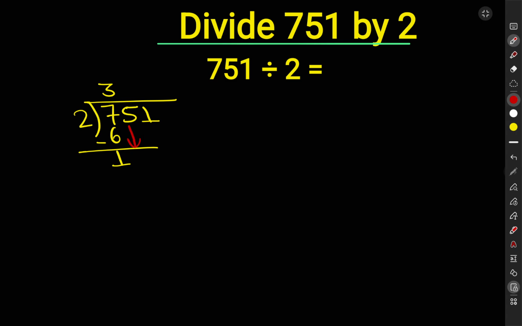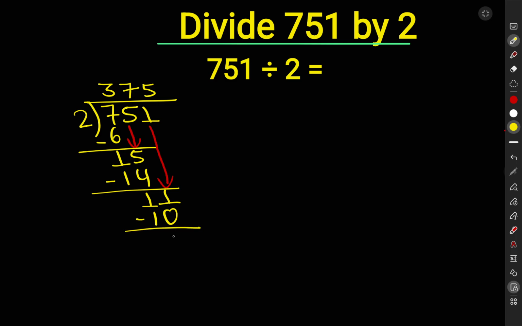So now we put down this 5 and 2 times 7 is 14. On subtracting we get 1. So again we put down this 1 and it is 11. So 2 times 5 is 10. On subtracting we get 1.